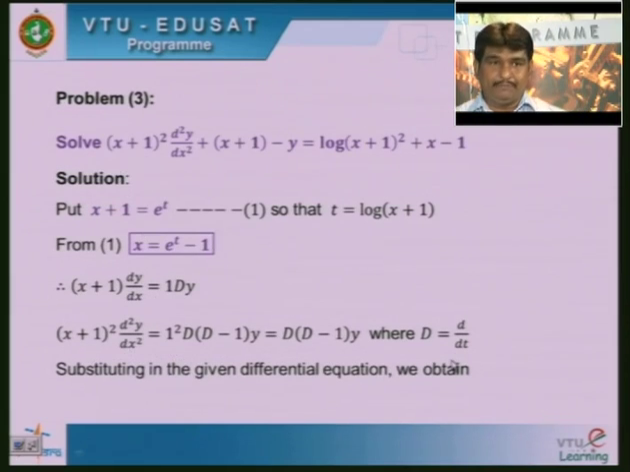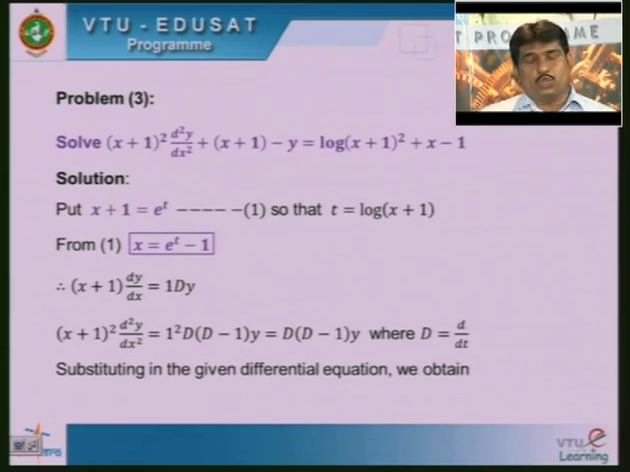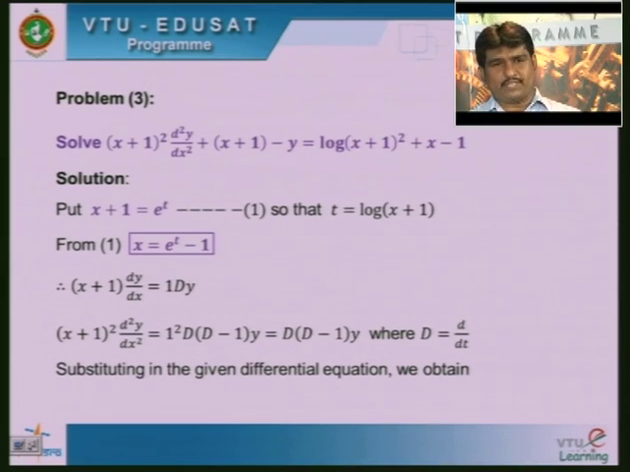Problem number 3. Solve (x plus 1) whole square d square y by dx square plus (x plus 1) dy by dx minus y equals to log of (x plus 1) whole square plus x minus 1. You can see the coefficient of the second order derivative is (x plus 1) whole square.